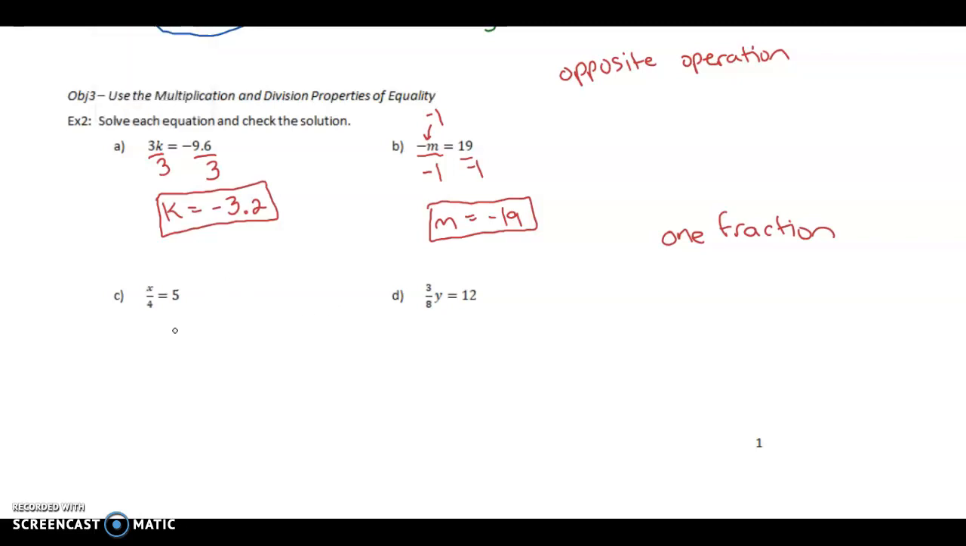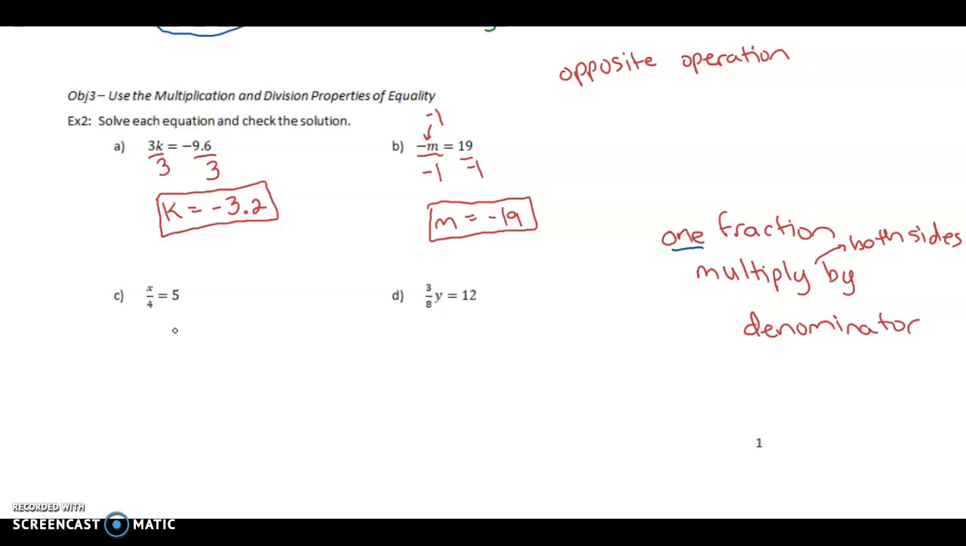Okay, so if you have one fraction, you're going to multiply by the denominator. It's not going to change colors for me, that's okay. And multiply both sides. We'll use this technique a lot when we have fractions. But if you just have one fraction across the whole equation, you multiply both sides by the denominator.